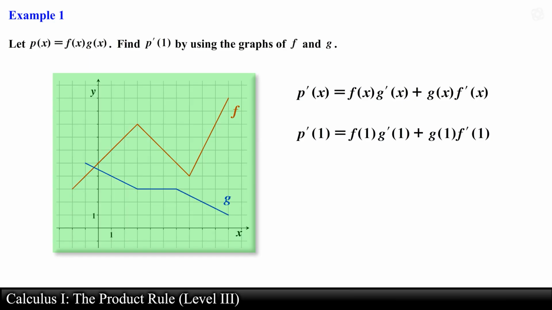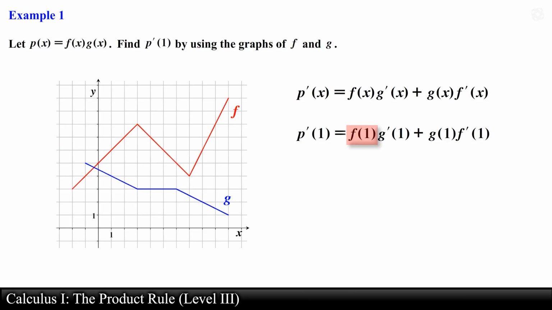To find f of 1, we go ahead and find the y-coordinate of the red graph when x equals 1. Looking at the graph, we see that it would be equal to 6. In the same manner, the y-coordinate of the blue graph at x equals 1 would be equal to 4. This would correspond to the value of g of 1.